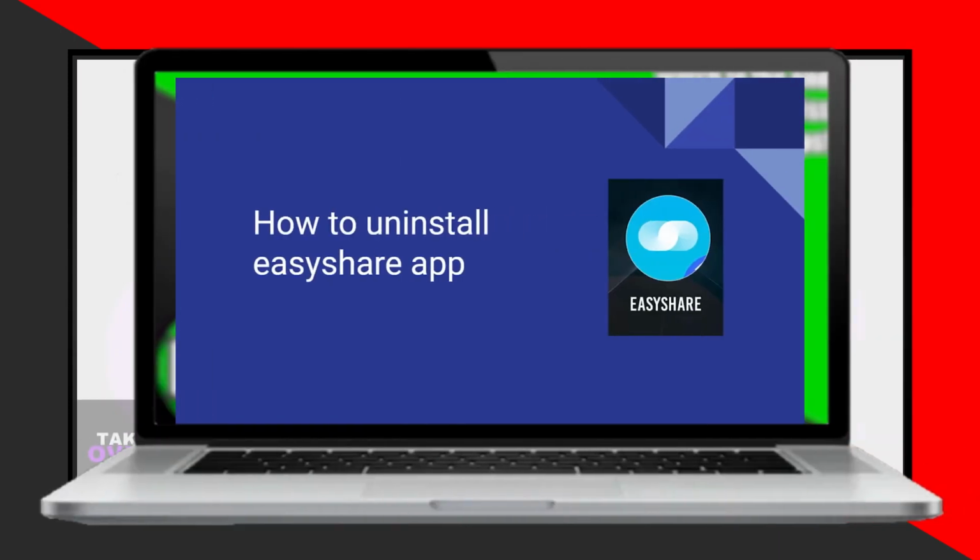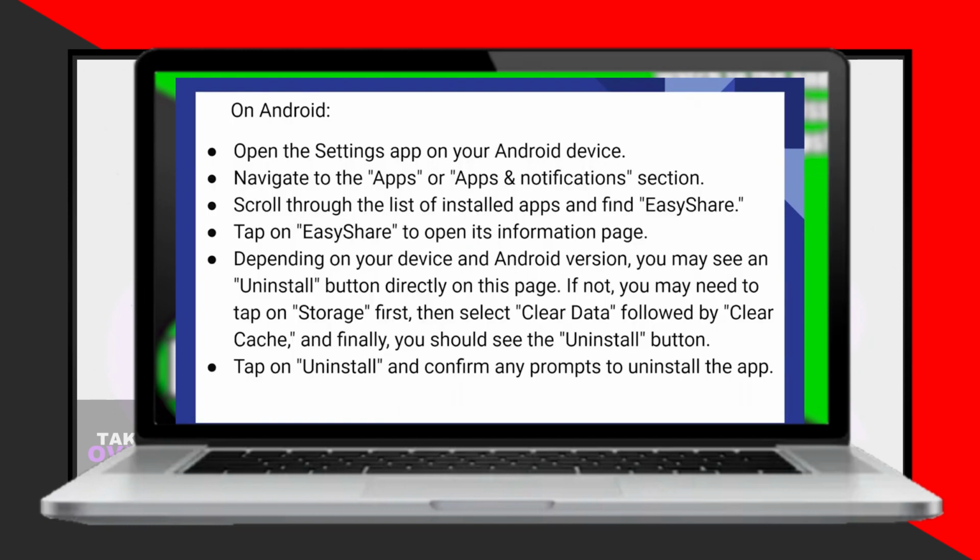Uninstalling the Easyshare application is straightforward on both Android and iOS devices. First, let's focus on Android. Begin by opening the Settings application on your Android device. Once you're in the settings, navigate to the section labeled either Apps or Apps and Notifications. In this section, scroll through the list of all your installed applications until you find Easyshare. Tap on Easyshare to open its information page.